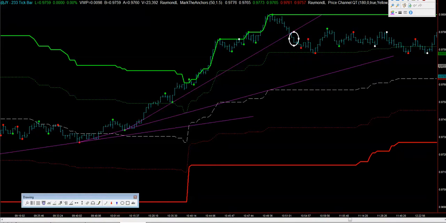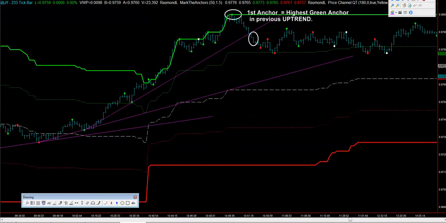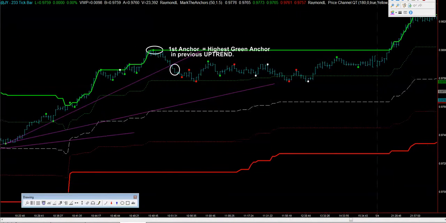So when drawing a downward trend line, following the rules, the first thing we have to do is mark the first anchor, which is the highest green anchor in the uptrend line. So the highest green trend anchor in the uptrend line originally was this one over here. There's your highest green anchor. So now we have the first anchor. Let me mark it. Okay, so now we have the trend line broken. We have the first anchor, which I've marked. The first anchor is the highest green anchor in the previous uptrend.